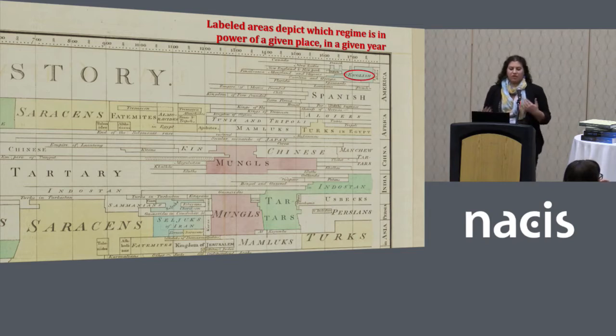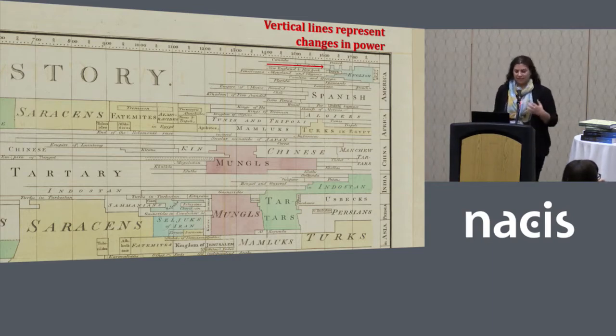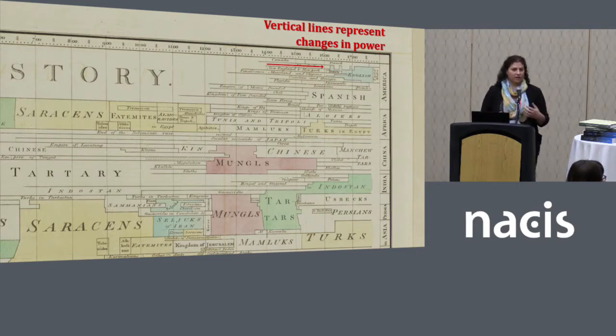Labeled areas depict which regime was in power of a given place in a given year. So if we look at the place row and find a given year across the top, who was in power? Here in Virginia, the English were in power more recently. But across the chart, you'll see more familiar or less familiar groups that were empires, or sometimes we refer to them as nations, depending on the era, or tribes early on in the chart. Vertical lines in this really dense and amazing infographic represent changes in power. Sometimes we see dotted lines, sometimes dashed lines. There might be a solid line or no line at all. All of these have coded meaning about how the transition from one power to another took place.